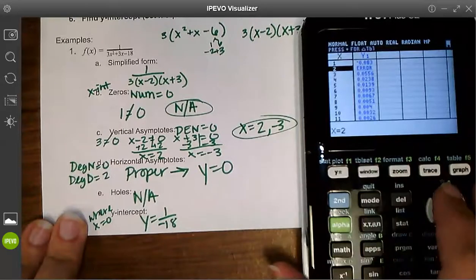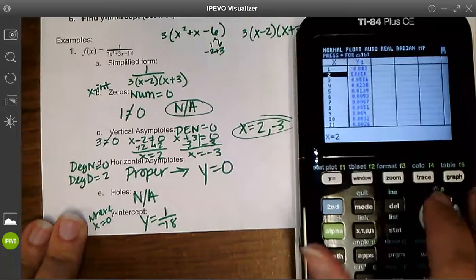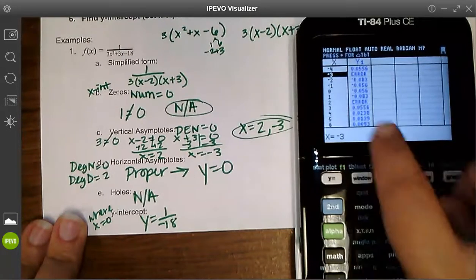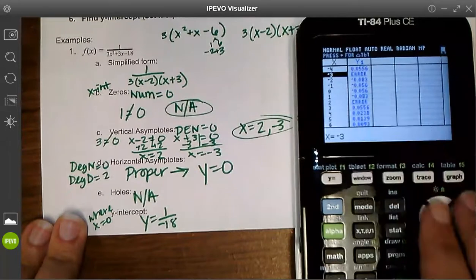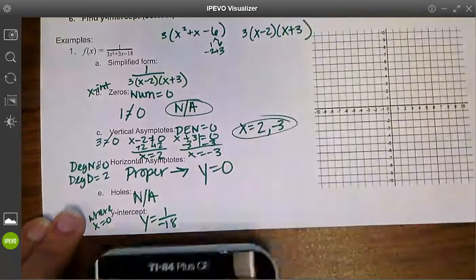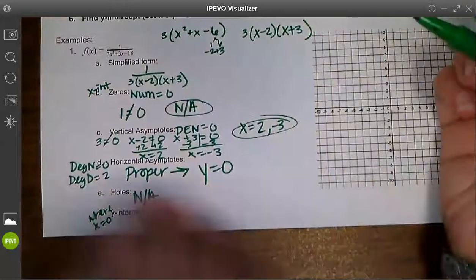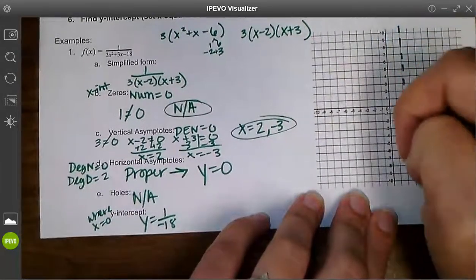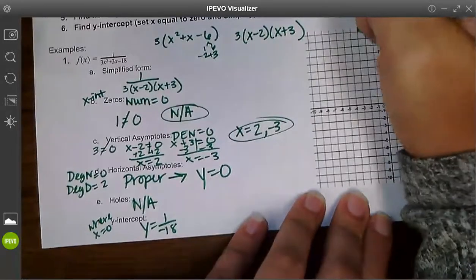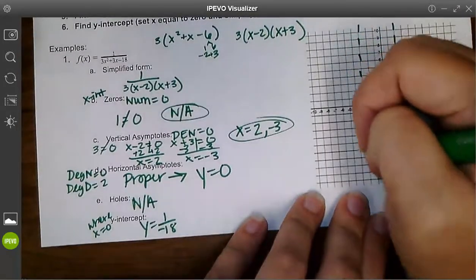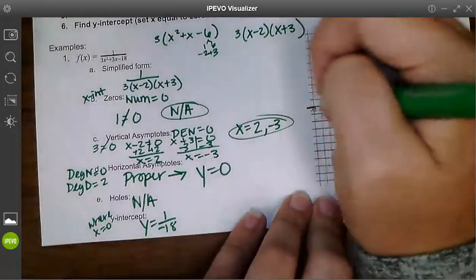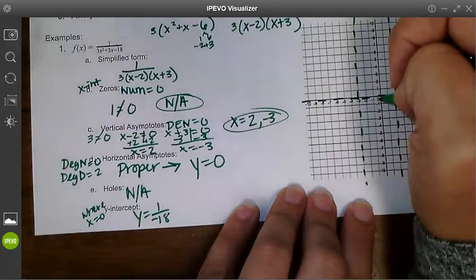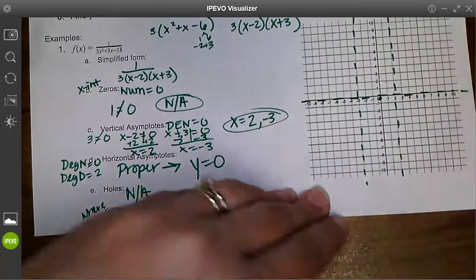At 2, you have an error for your asymptote. You should have an error again at -3. And you can see that everything's getting closer and closer to 0 all the way around that. So I'm going to look at my graph to help me, and I'm going to fill out everything I've got. I've got an asymptote at 2, and an asymptote at -3. Horizontal asymptote at y equals 0 because it was proper. And my y-intercept is really close to 0, at 1 over -18.